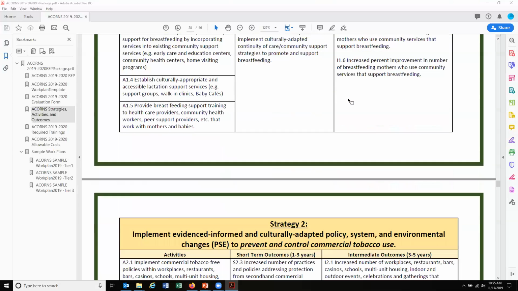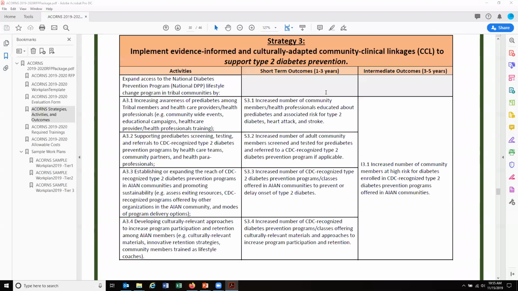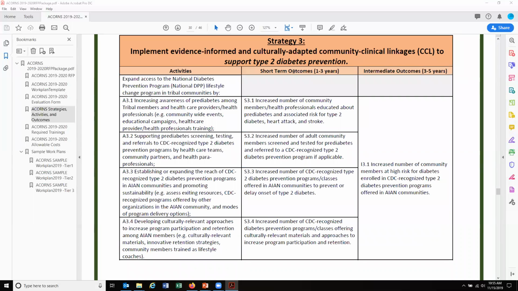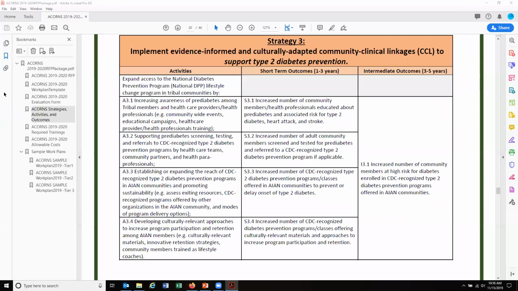As you scroll down, there's a table for strategy 2. This is related to prevention and control of commercial tobacco use. Again, strategy 3, which is our type 2 diabetes prevention, activities, outcomes, and intermediate outcomes. And then 4, our support for heart disease and stroke prevention. So these will be very essential in helping you fill out the work plan.